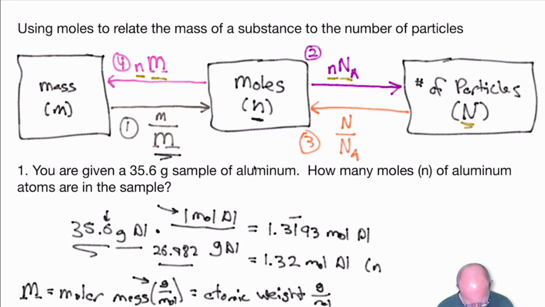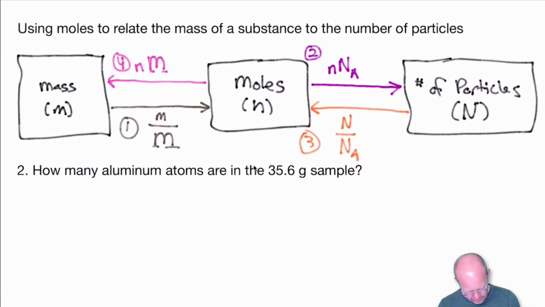And this is the n. This is the moles of that substance. So we've gone from mass to moles. Now let's move on. So we know that we have 1.32 moles of aluminum, and do the next step.